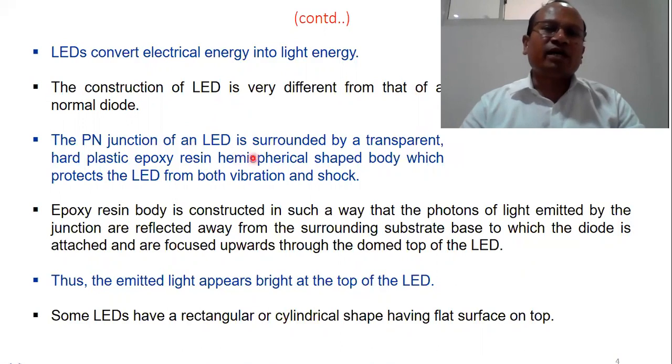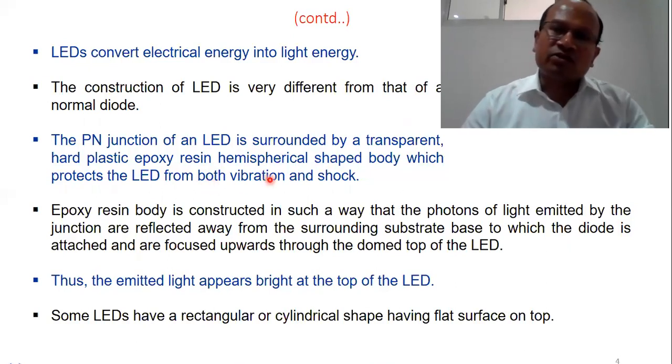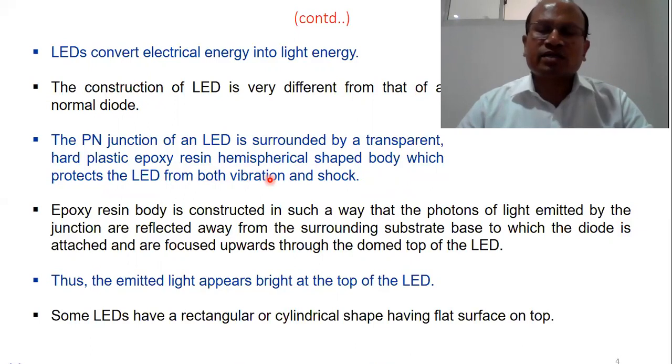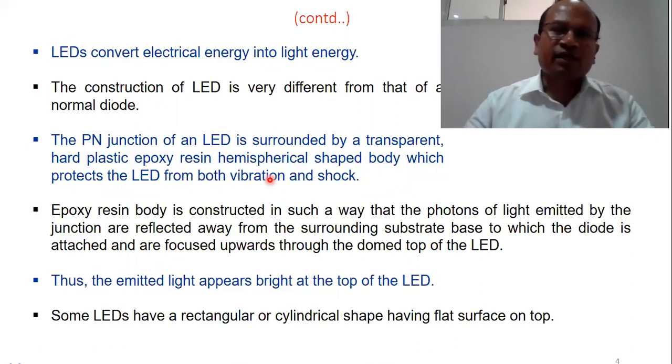The LED has a PN junction, of course, therefore the symbol is similar. It is surrounded by transparent hard plastic epoxy. We have seen the construction: a resin hemispherical shaped body which protects the LED from both vibration and shock. We all understand very easily that the shock problem will be there. So in order to protect it from shock and vibration, we have to provide a certain arrangement.